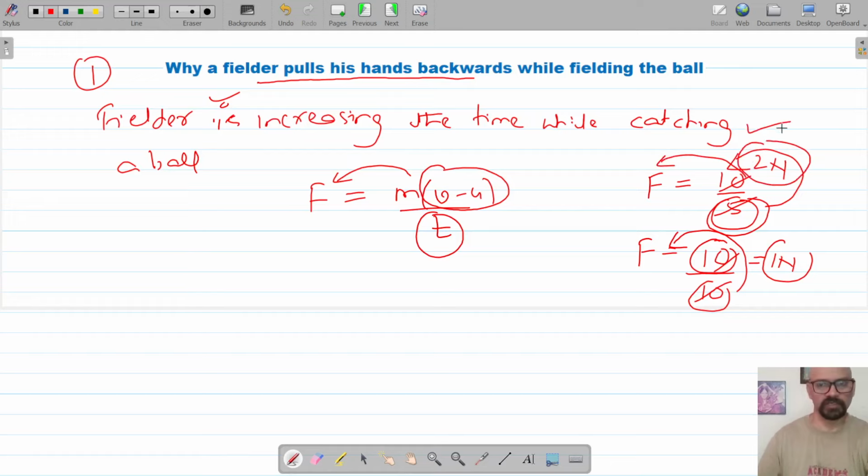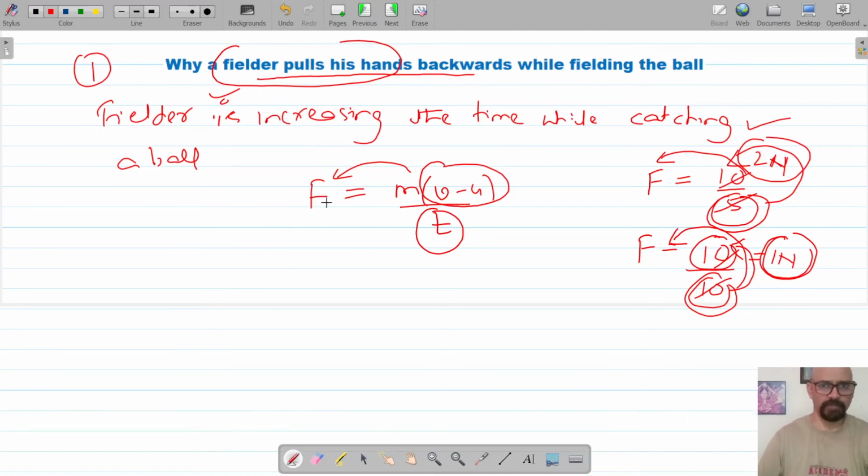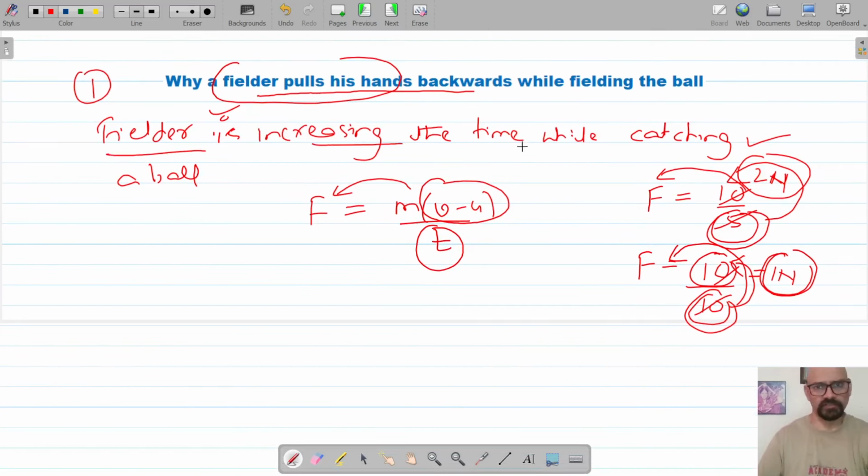So in this case, it may hurt the hands of the fielder, but in this case, because the force is less as the time is increased, the rate of change of momentum reduces. So that's why the impact of the force will be less and hence the hands may not get injured. Whenever a fielder catches a moving ball, he pulls his hands backwards. If the fielder does not pull his hands backwards, the reason here is that the fielder is increasing the time while catching the ball, which reduces the rate of change of momentum and applied force.